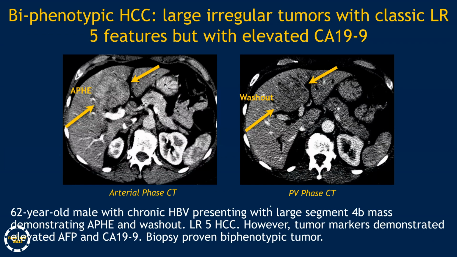So now biphenotypic tumors, these can be large irregular tumors. They can have classic LR5 features, but will also have both elevated AFP and CA19-9. As you can see here, this tumor has arterial phase hyperenhancement. There is washout, but no well-circumscribed capsule. There are ill-defined margins. This tumor had both elevated AFP and CA19-9, which is why I went for biopsy, and it turned out to be a biphenotypic tumor.